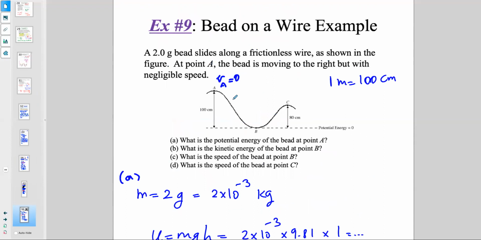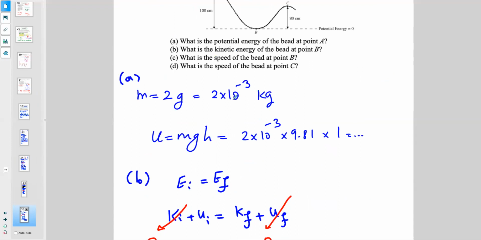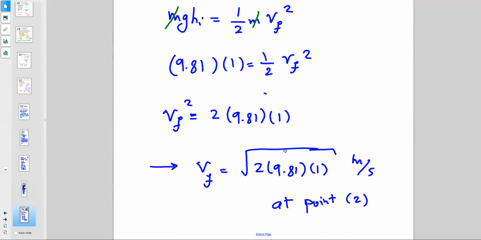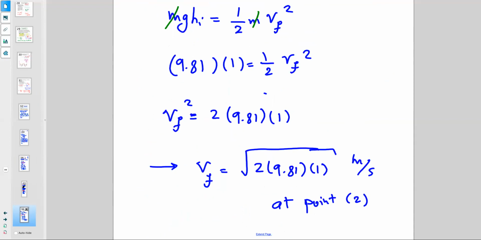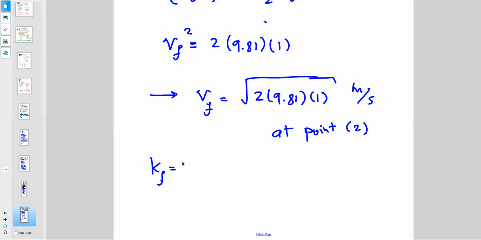What is the speed of the bead at point B, which we just found? What we were looking for in part B was the kinetic energy of the bead at point B, not the speed, but we find it regardless. So I will just say B and C. If I want to find the kinetic energy of that point, okay, U of I, which is MGH.